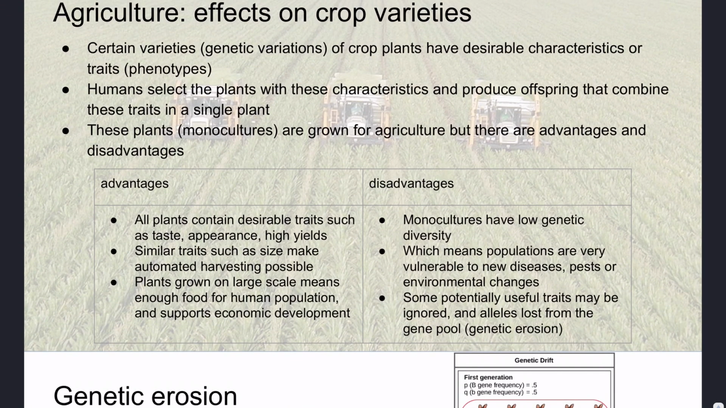Next, how agriculture affects the crop varieties. The plant species being used as the crop, there's even a negative impact on that. Let's explain that. Any crop plant was at some point a wild species with natural variation. However, humans saw that it was useful and decided to grow it to supply food for the population. All species contain genetic variations, but certain varieties are considered by humans to have desirable characteristics, traits, or phenotypes.